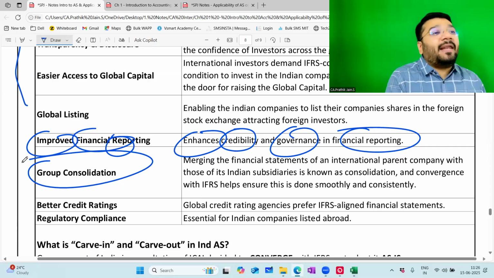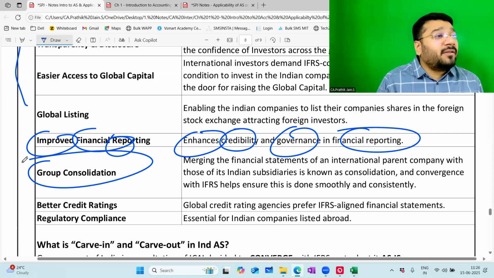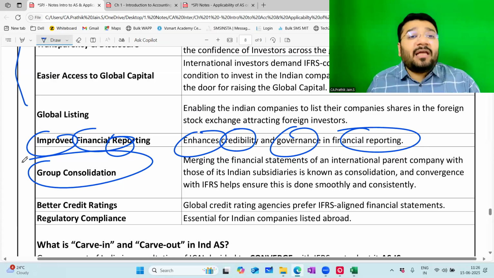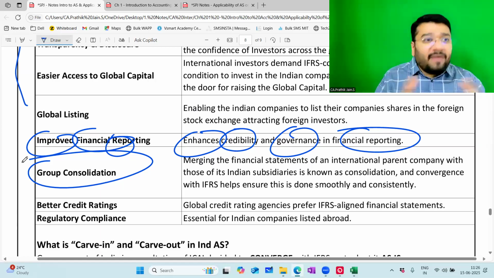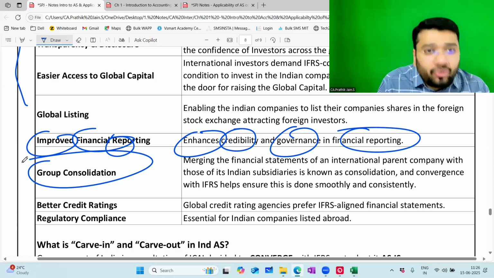Imagine Australia is preparing the financial statement in their language. USA is preparing the accounting standard or the financial statement in their own language. India is preparing the FS in their own language. If the basis on which you prepared all the FS is different, can I consolidate all of them together? No.